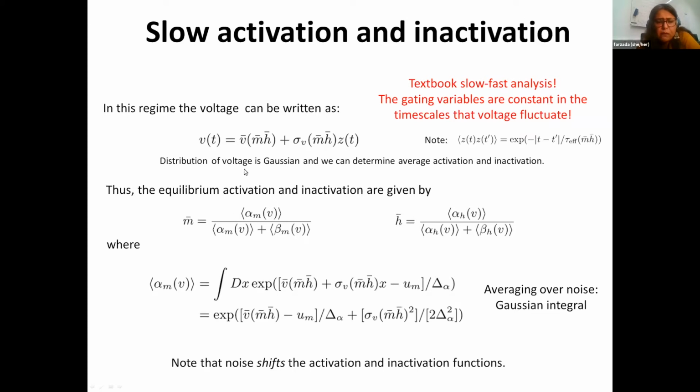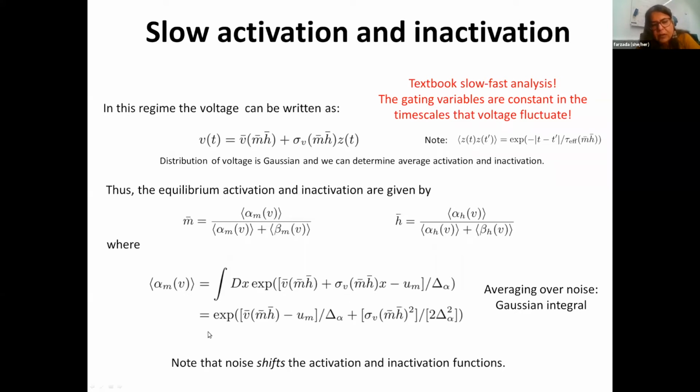For doing that, M bar will be given by the fraction of the average of alpha M, which is the opening, divided by the average of alpha M plus the average of beta M, which is the closing of the channel. And these averages are nothing else except Gaussian integrals, because these alphas and betas that I use here are exponential functions, which is the simplest way that we can assume for this function. It's a Gaussian integral over this exponential function. So this is easy to do.